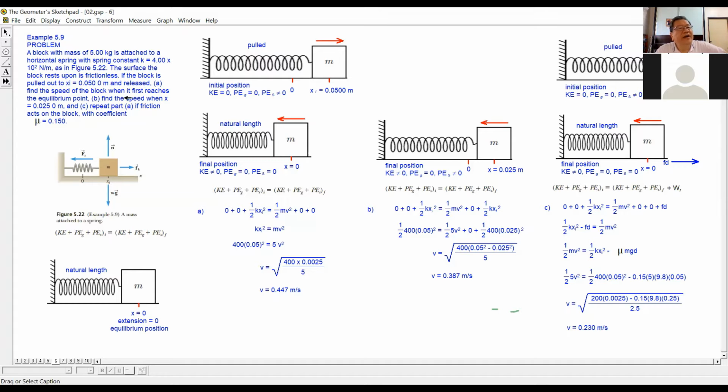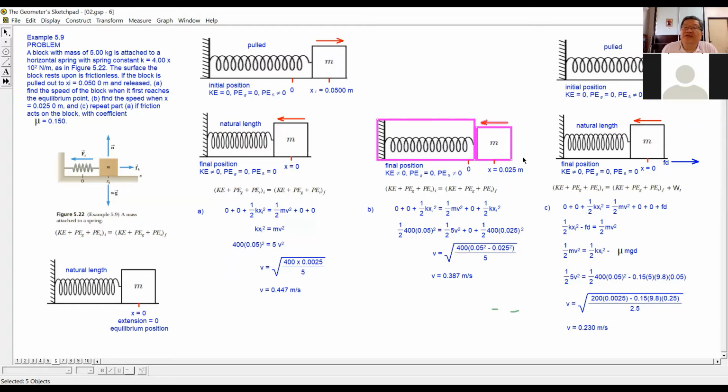B. Find the speed when x is 0.025 meters. Now, what happened is, this is the initial position of the block, stretched until 0.5 meter, and we stop there. Then we release the block. When you release the block, it travels back to the equilibrium position.